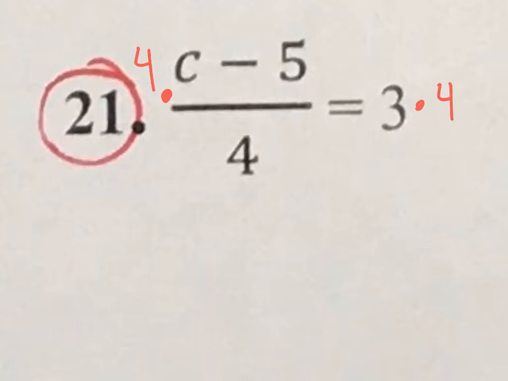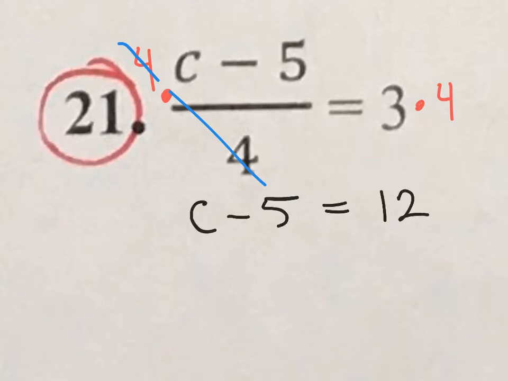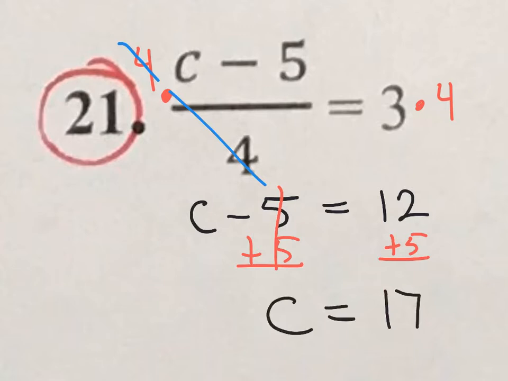Multiply by 4 over here. Again, the reason why we put it up on top is because 4 over 4 is really 4 divided by 4, which cancels out. So right there, the 4s do cancel out. What's left over, I have a C minus 5, I have the equal sign, and I have 3 times 4, which is 12. Final step would be to get rid of that -5 by doing the opposite, which is +5. So you will have your final answer, C equals 17.